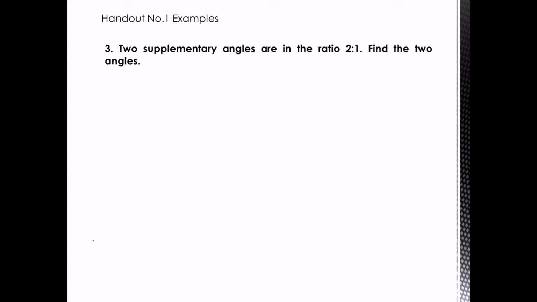Two supplementary angles are in the ratio 2:1. Find the two angles. So we will let x be the first angle. Then, since they are supplementary angles, let us say y be its supplement, the supplement of x. So that if we have two supplementary angles, the sum of the two is equal to 180.